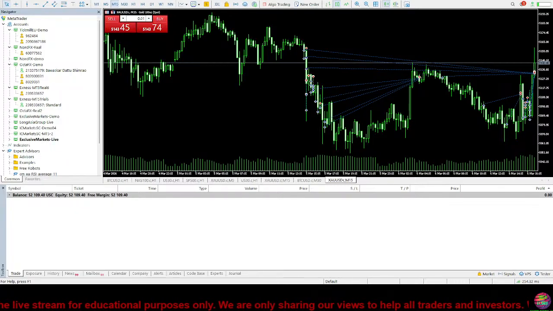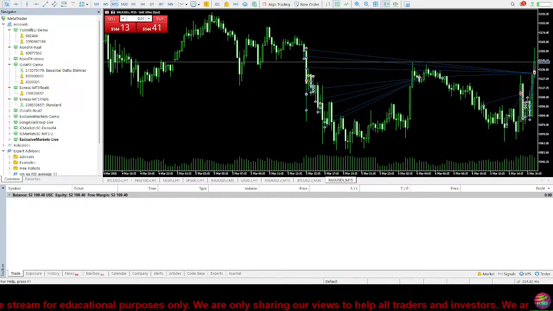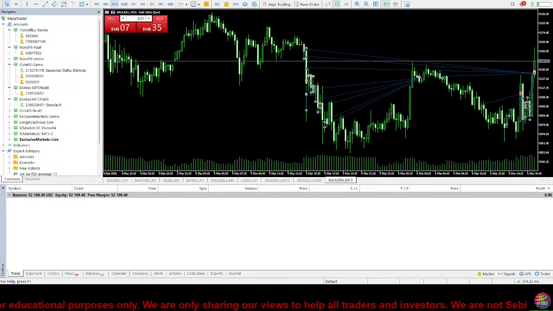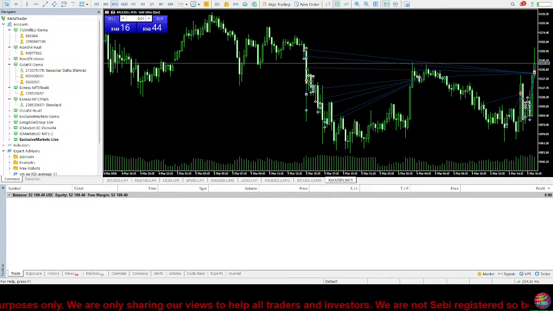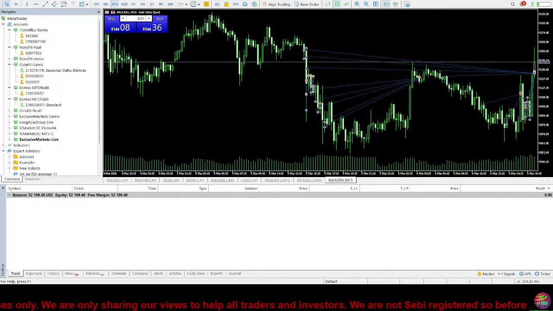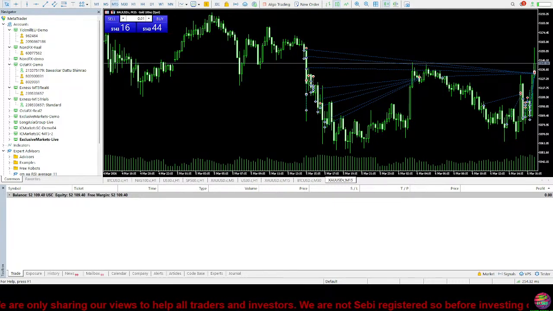So these sessions right here, Sydney session and Tokyo session, are very low volume. It's very expensive to trade in these sessions, and on top of that, there's no market volume, so there's no market movements happening at that time. The market moves with volume, so you want to trade at sessions where there's a lot more volume.